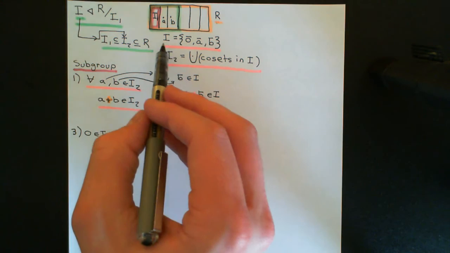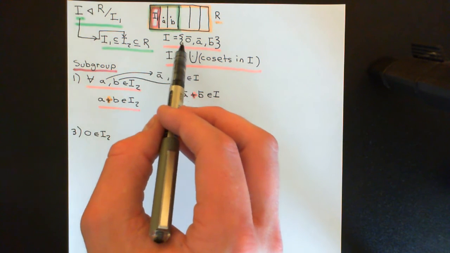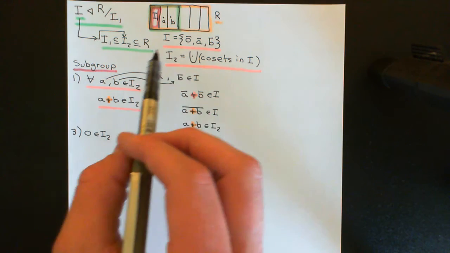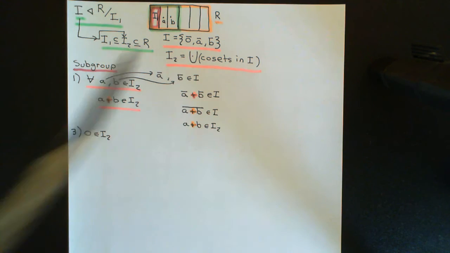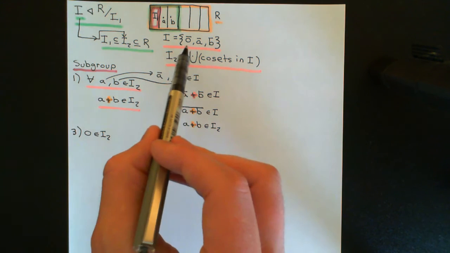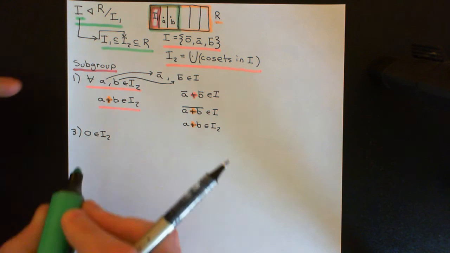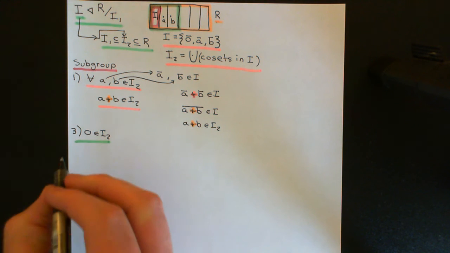Well, if I was an ideal of the quotient ring, then one of the elements that has to be in there is 0 bar, because if it was an additive subgroup, it had to contain the additive identity of the quotient ring. And the additive identity of the quotient ring is the coset that contains 0. So when we construct I2, you will always end up with 0 in there, because I2 is just all of the elements that are in the cosets in I. So indeed the additive identity is going to be in that subset.